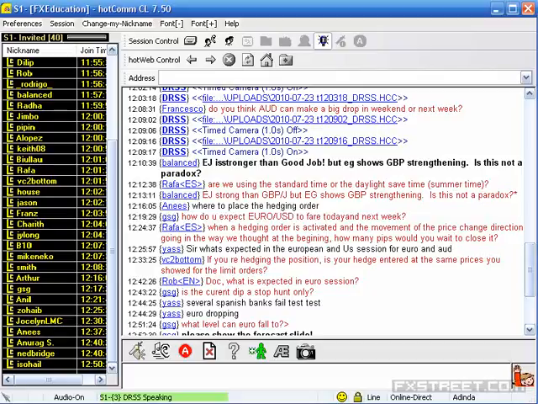Are you using the standard time or the daylight savings time? See, I think many people have not understood that GMT does not have a standard time and a daylight saving time. GMT, Greenwich Meridian time, is constant throughout the year. There is no change, no shift in that.